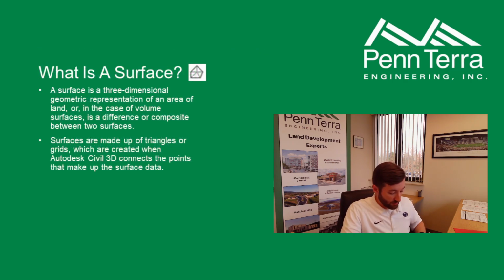All right, so moving on to something new, I'm going to talk about surfaces today. So the definition of a surface, according to Autodesk, is that a surface is a three-dimensional geometric representation of an area of land, or in the case of a volume surface, is the difference or composite between two surfaces. Surfaces, as we see them, are made up of triangles or grids, which are created when Civil 3D connects the points that make up the surface data.